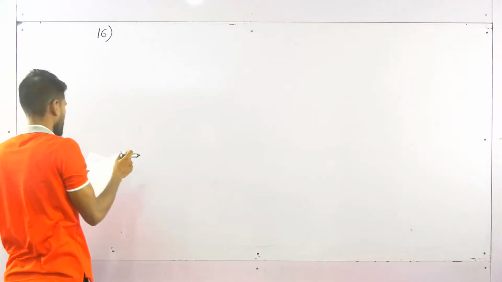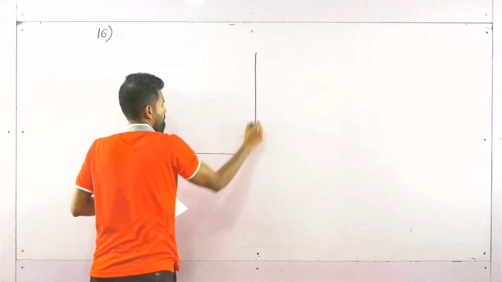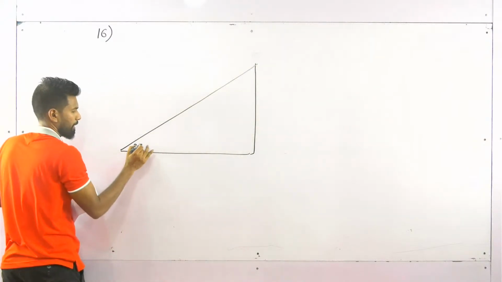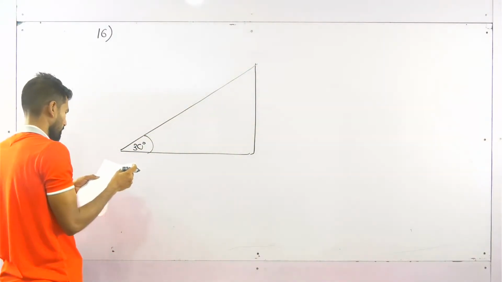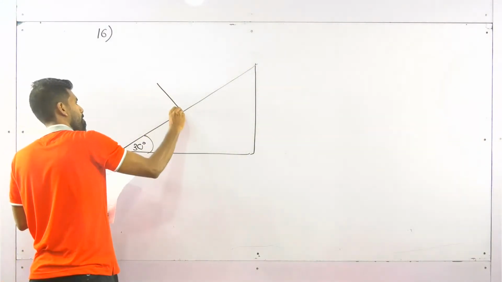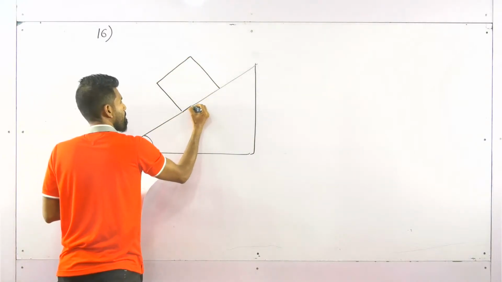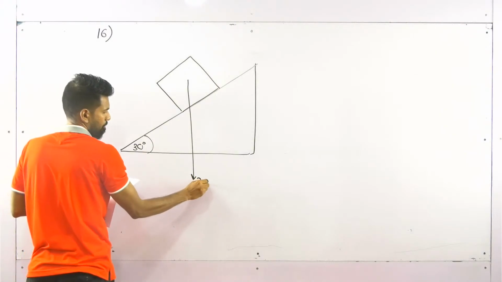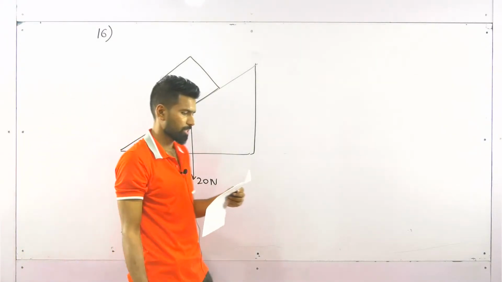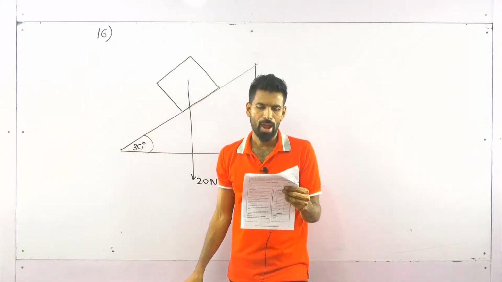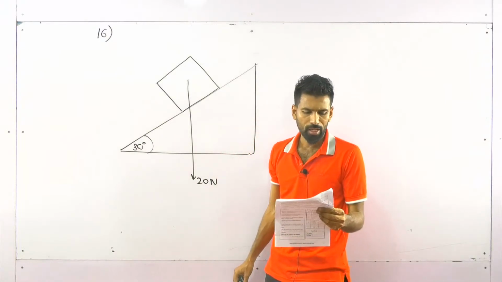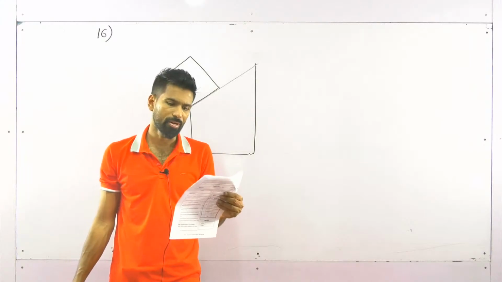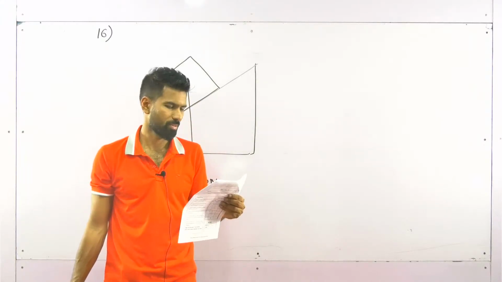Question number 16. There's an inclined plane at an angle of 30 with the horizontal. A block of mass 2 kg, the weight is 20 newtons, rests on a rough inclined plane making an angle of 30 with the horizontal. The coefficient of static friction between the block and the plane is 0.7. Find the frictional force acting on the block.